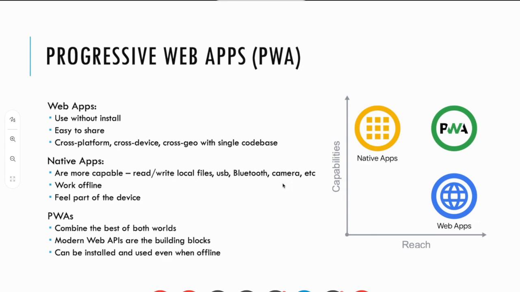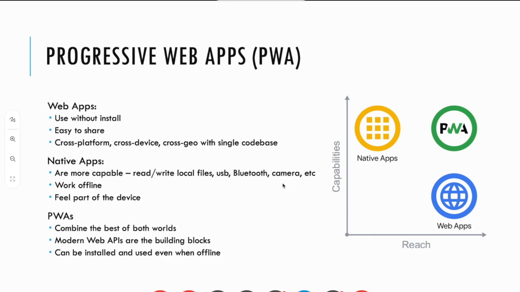But native apps have their own advantages. They are much more capable. They can read and write local files. They can work with USB, camera, Bluetooth, etc. And more importantly, they can work offline as well. While with a web app, you generally need the server for doing fancy stuff, like saving data to the database and things like those.